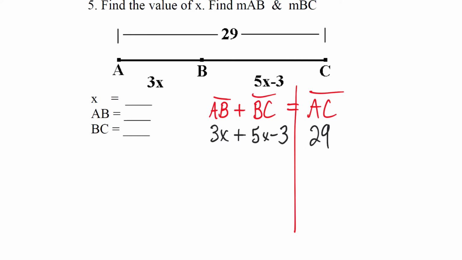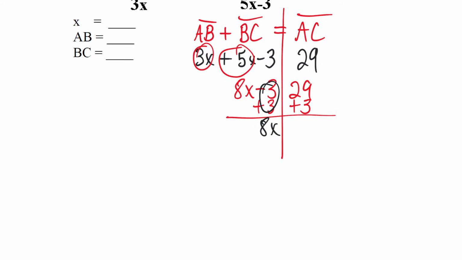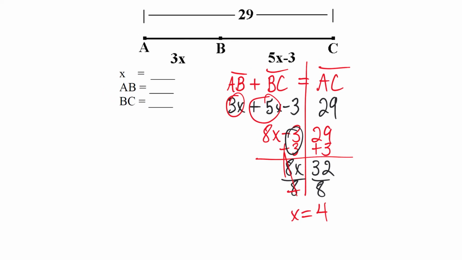All right, so what we're going to do from here is solve for x. I need to combine like terms, so I'm going to combine the 3x and 5x. That's going to make 8x minus 3 equals 29. I'm going to add 3 to both sides so that this zeroes out. That leaves 8x equal to 32. Divide by 8 on both sides. We have 1x equals 32 divided by 8, which is 4. All right, so x equals 4.